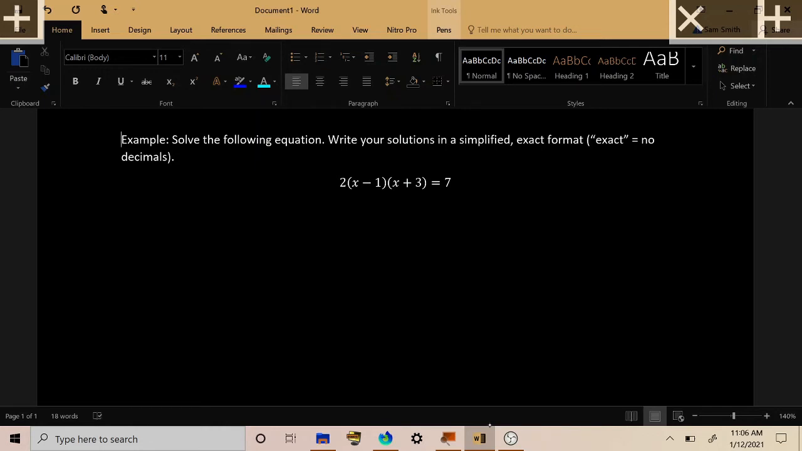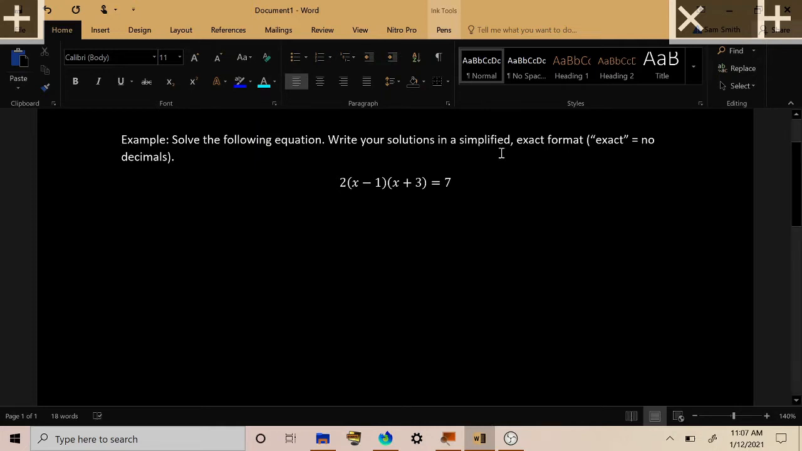Solve the following equation. Write your solutions in a simplified exact format. Now, the word exact, in case you've never heard it before, has a very specific mathematical meaning. When someone tells you to leave your numbers in an exact format, they are telling you, do not put your number into a calculator and find its decimal approximation. You can think of the word exact as meaning no decimals. So, with that in mind, let's try and find the solutions to the following equation.